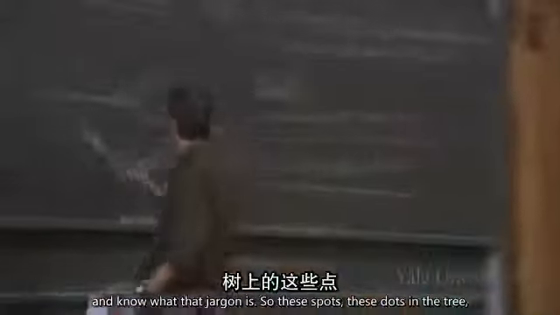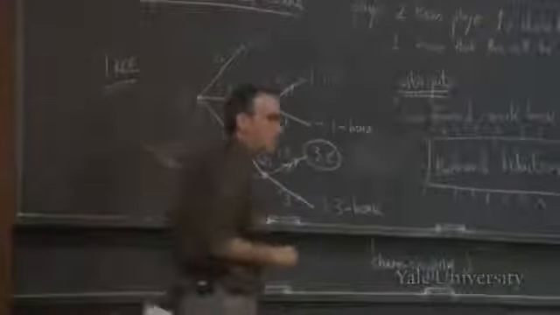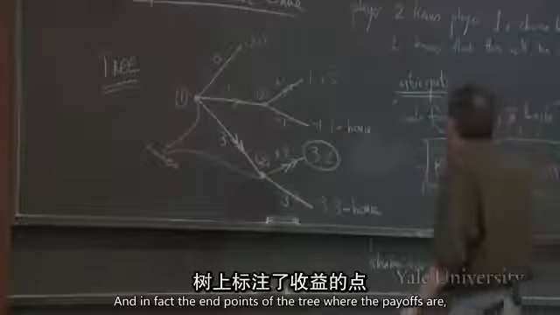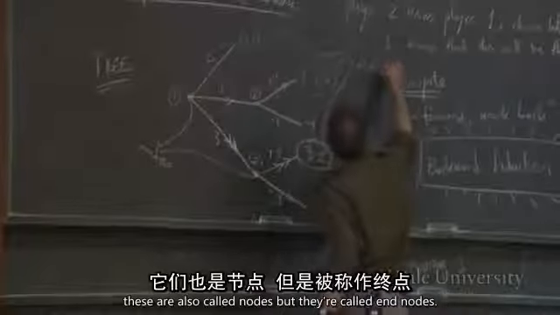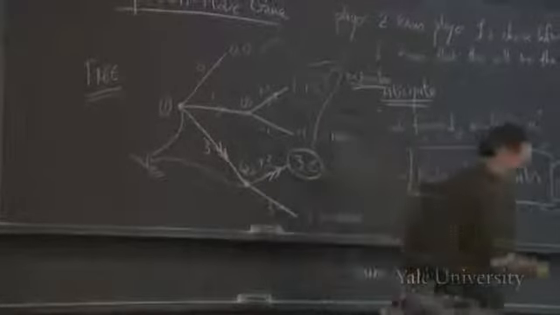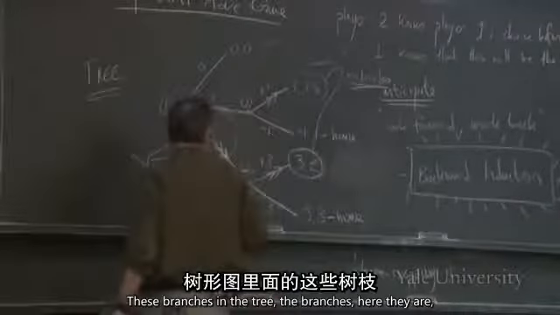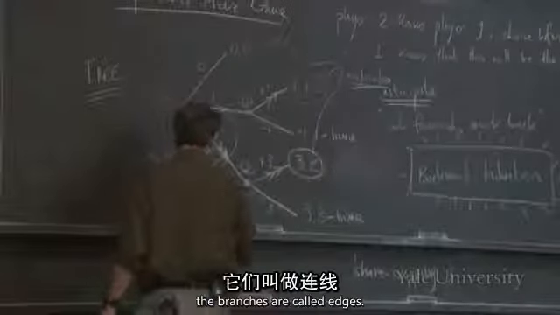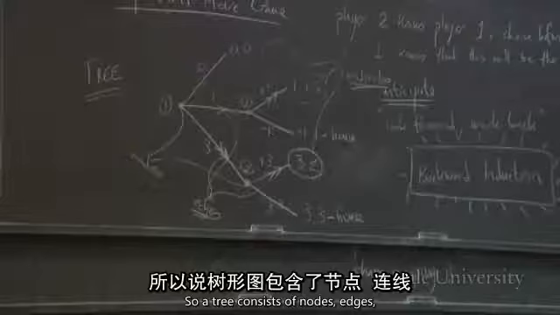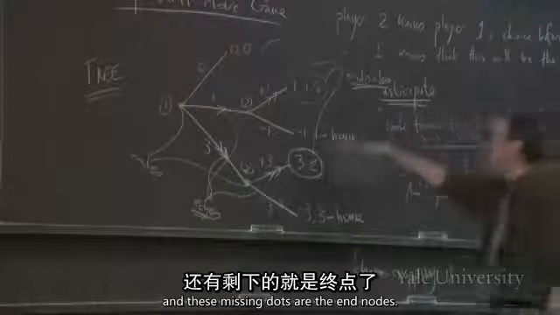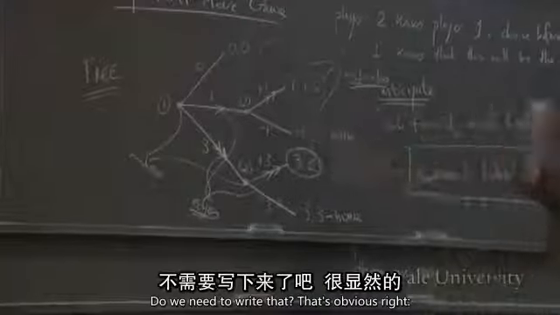So these spots, these dots in the tree, these things are called nodes. All right, they're called nodes. And in fact, the end points of the tree, where the payoffs are, these are also called nodes, but they're called end nodes. All right? And these branches in the tree are called edges. All right, so a tree consists of nodes, edges, and these missing dots are the end nodes. The end nodes are associated with payoffs. That's obvious, right? They're associated with payoffs.